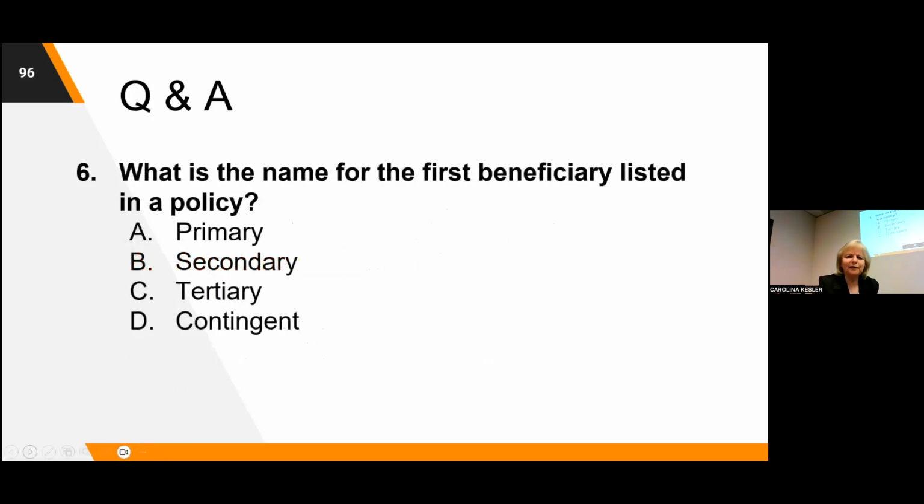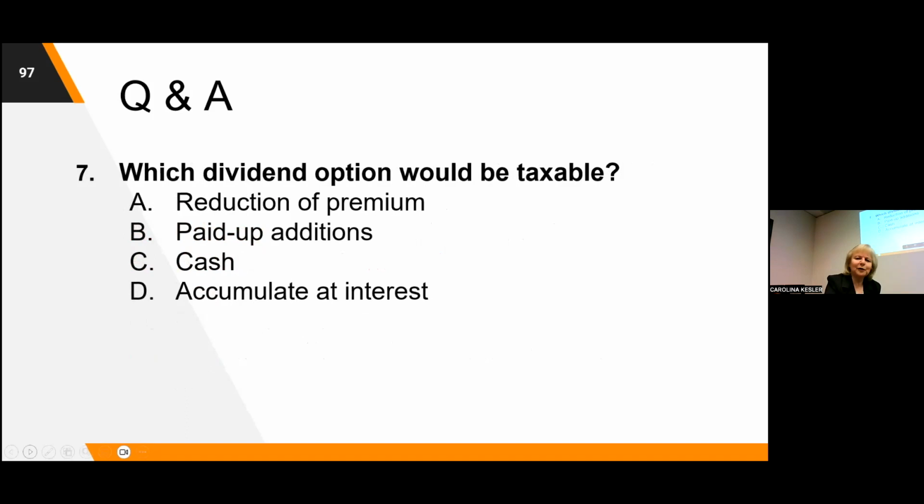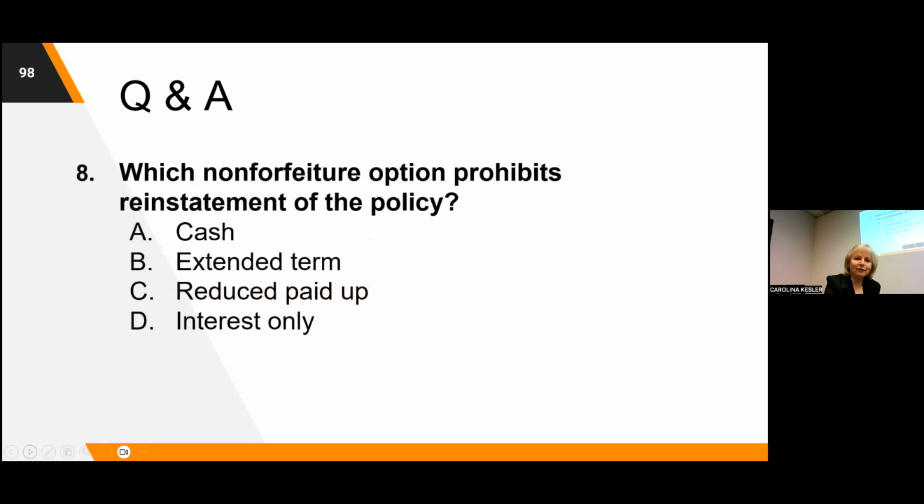What's the name for the first beneficiary listed in a policy? Yes, the primary. Which dividend option would be taxable? Yes, interest. Interest is always taxable, right? And which non-forfeiture option prohibits reinstatement of the policy? Yes, the cash. Once you get your cash, you're done, right?